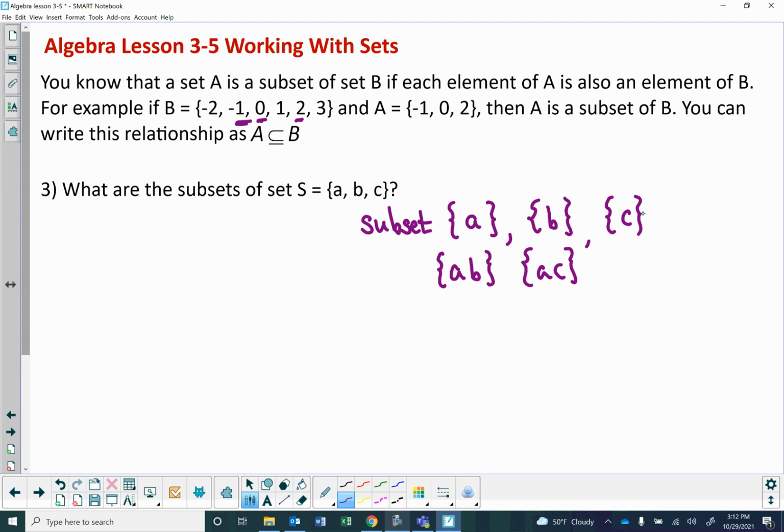So we have single subsets, we have dual, and then we've got the ones that we could have a trio of. Okay, so we have AB, AC, oh, and BC. I almost forgot BC. Silly me.